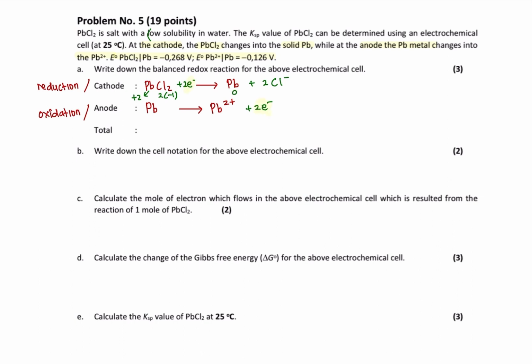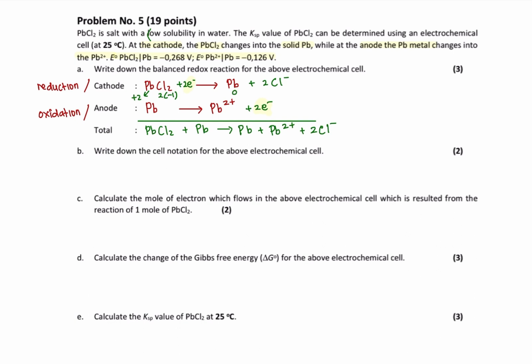So we can just add the 2 reactions here. So here we have PbCl2 plus Pb, and then it becomes Pb plus Pb2+ plus 2 Cl minus.